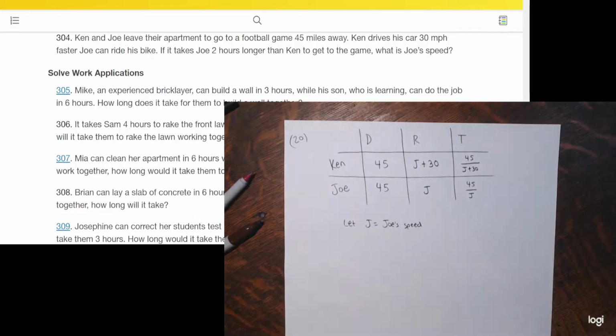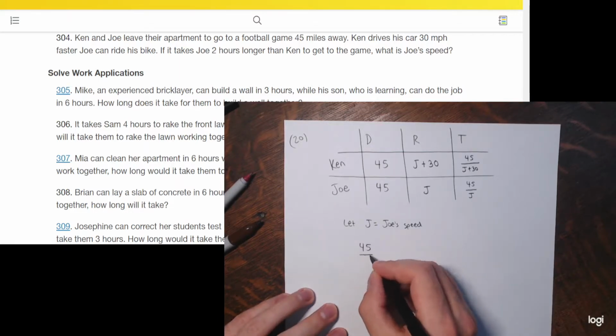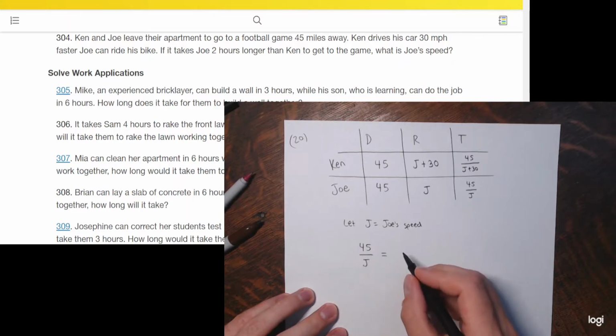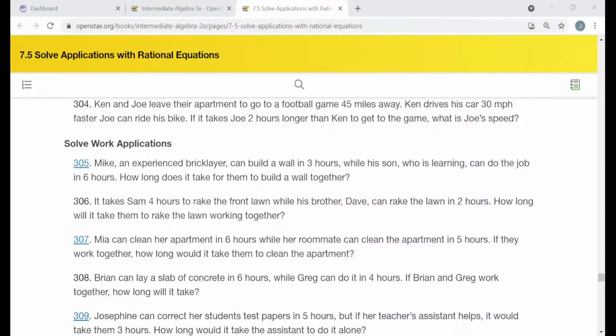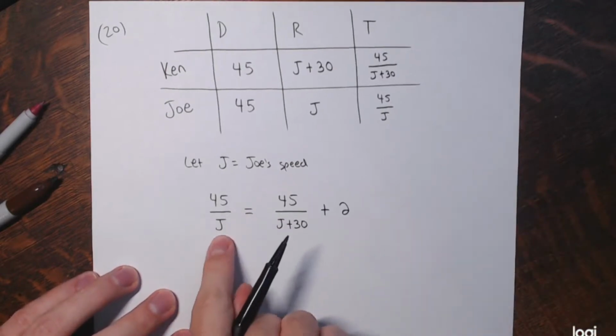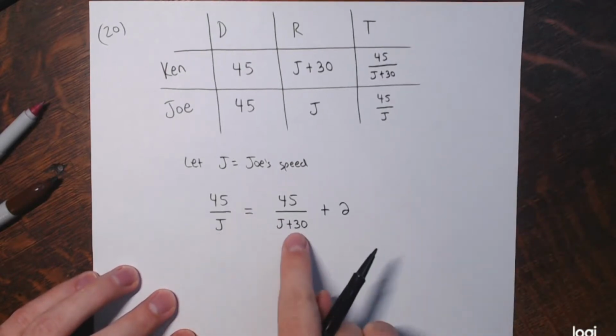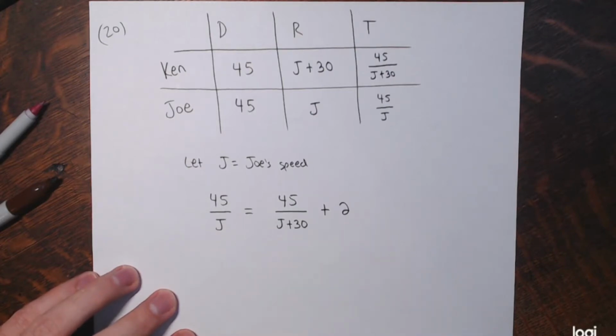And at the very end, it says it takes Joe 2 hours longer than Ken to get to the game. So the time it takes Joe to get to the game, 45 divided by J, is the time it takes Ken to get to the game, but 2 hours longer, plus 2. Let me make that bigger. So again, I hope that makes sense. They're very similar to questions we've seen before. So the time it takes Joe to get to the game is 2 hours longer than it takes Ken to get to the game. So you take Ken's time plus 2.